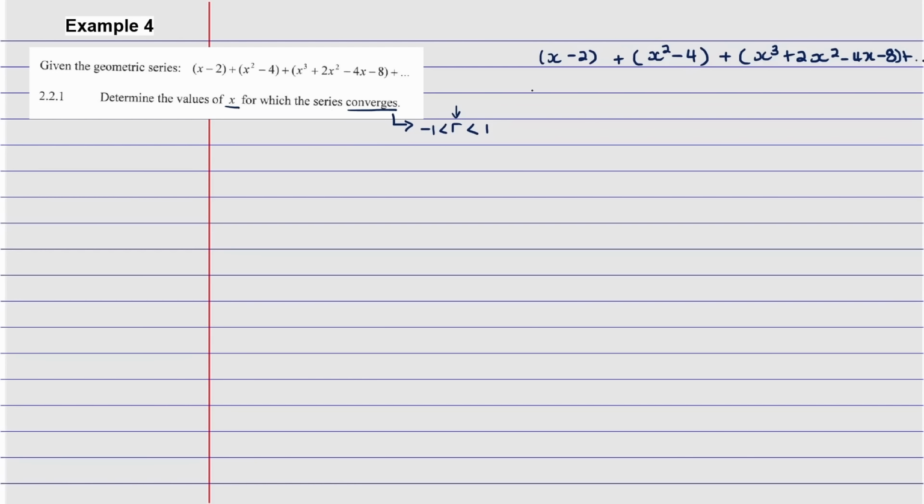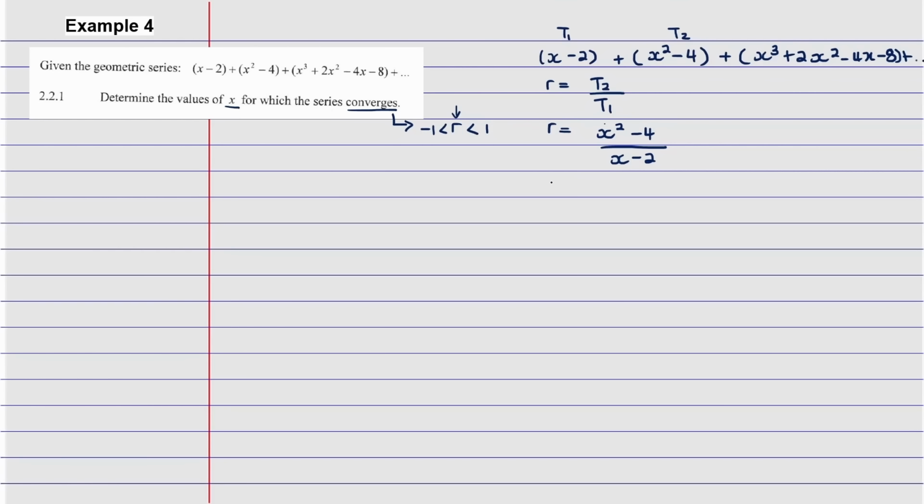So, I said we need to write r in terms of x. We know that this is T1, let me just write that, and this is T2. We know that r is equal to T2 divided by T1. So we can substitute our T2 and T1. So r here is going to be equal to x squared minus 4 divided by x minus 2.